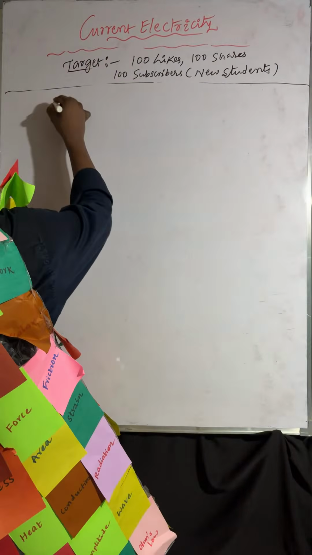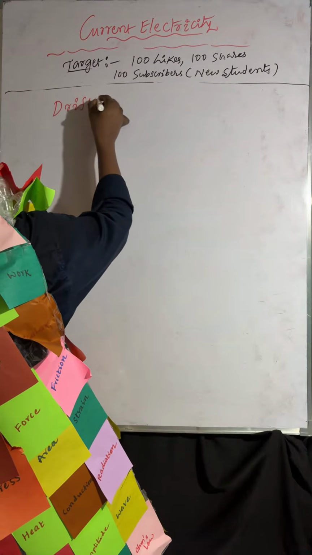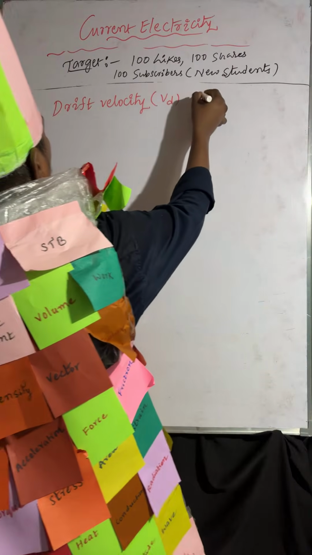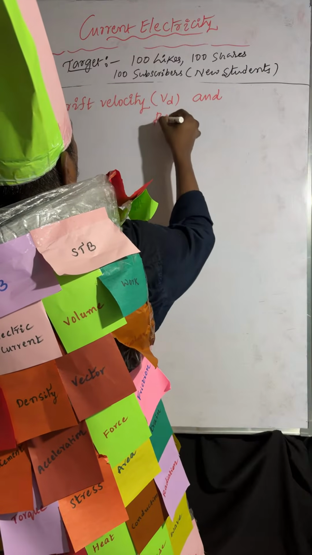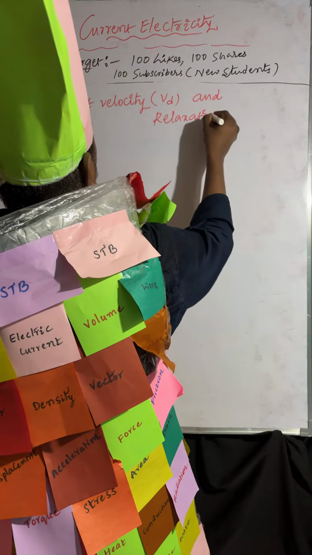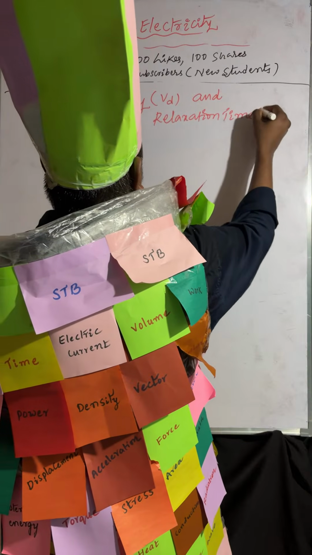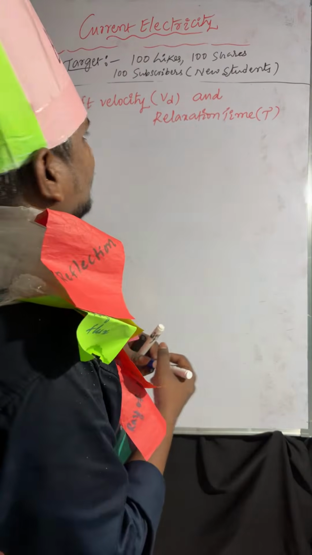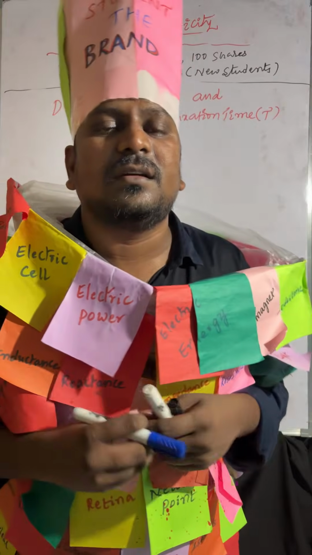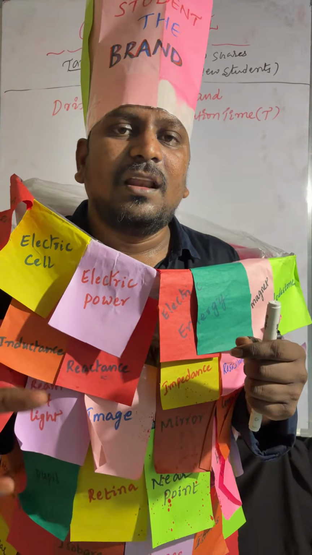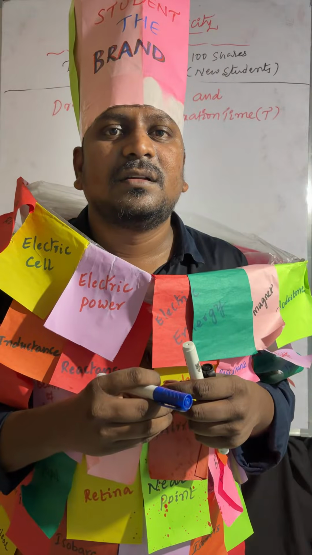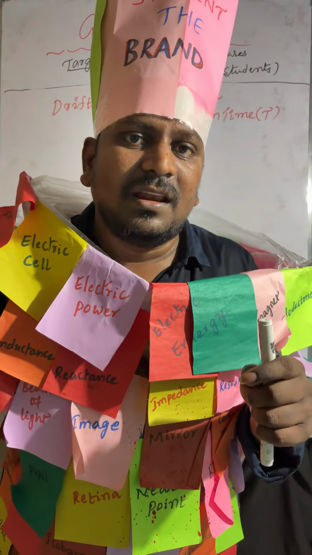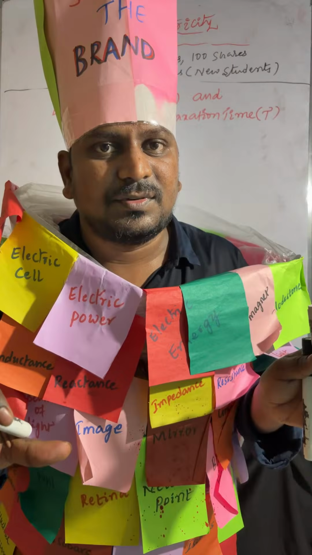So drift velocity, Vd, and relaxation time, tau. Okay, so drift velocity. What is the drift velocity? When electrons are moving in a conductor, they experience some force. Yes or no? When electrons are moving in a conductor, they experience force.